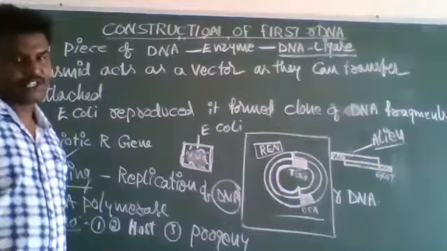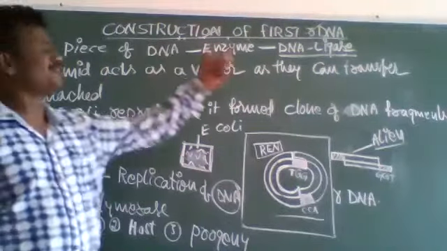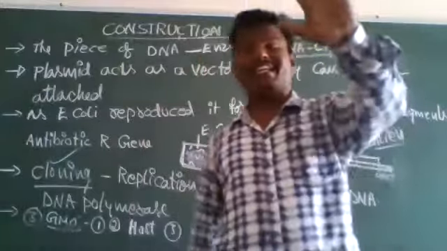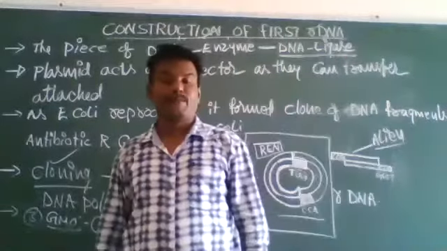This is the explanation about the construction of the first recombinant DNA. It carries 5 marks. Okay? That's all.